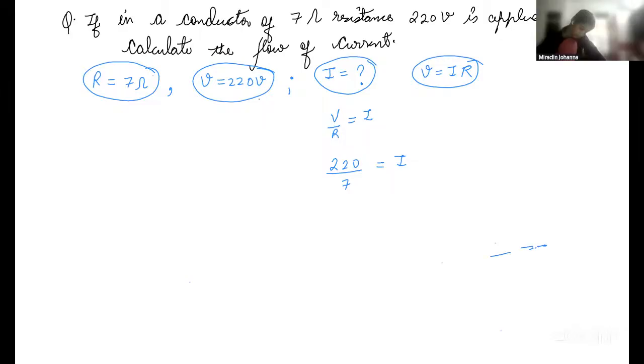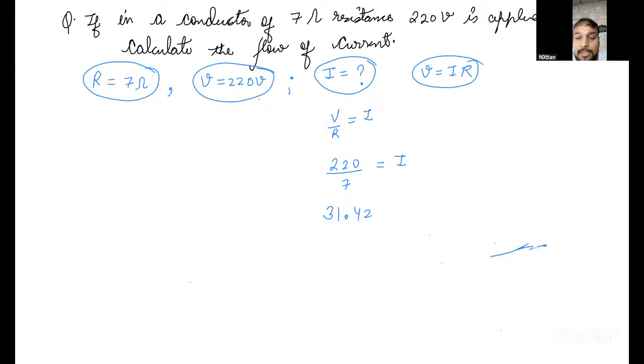What's the answer? Tell me, Agatha. What's the answer? 31.42. Now, what is the unit of current? A, which is ampere. So I will write A. Did you understand, guys? Yes, sir.